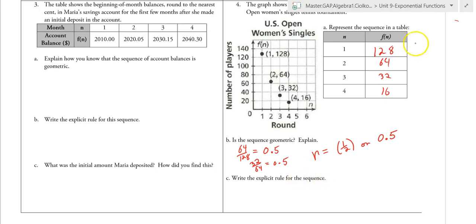The explicit rule, well, here's my a1. It's the first term. So it would be a_n is equal to a1 times, in parentheses, you can either write that 0.5 or you could leave it as 1/2. Either way is fine. Up to the n minus 1.